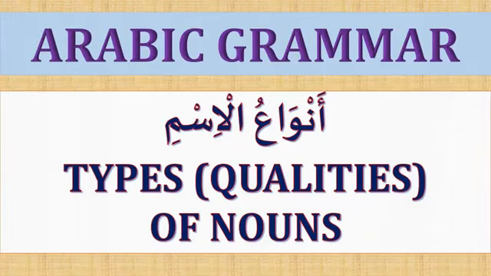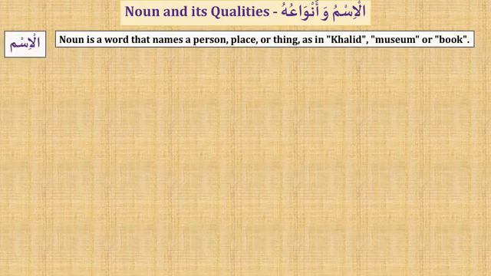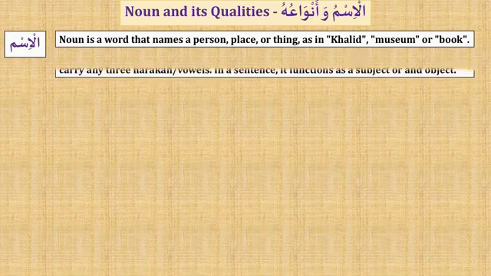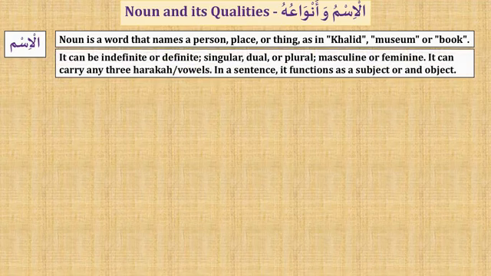Anwa'ul ism, types or qualities of nouns. Al-ismu wa anwa'uhu, noun and its qualities. Before we mention qualities, now let's define what ism is. Al-ismu, noun, is a word that names a person, place or thing, as in Khalid, museum or book. It can be indefinite or definite, singular, dual or plural, masculine or feminine. It can carry any three haraka, vowels. In a sentence, it functions as a subject or an object.